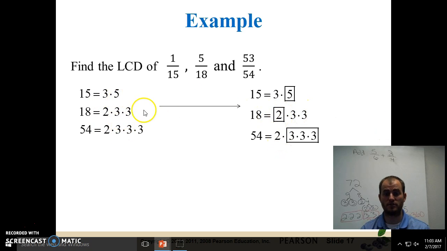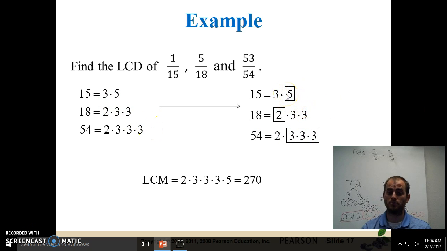For the 3's, this one has 2 3's. This one has 3 3's. This one has the most, so we use the 3 3's. There's only one other prime factor, and it's a 5. This one has 1 5, no 5's, and no 5's, so we have to use the one with the most, the 5. So if you multiply those together, you would get a LCD of 270, or the least common multiple is 270. 270 is the smallest number these three denominators go into.